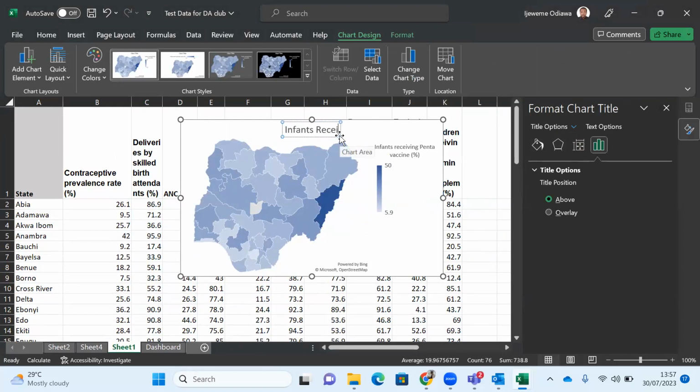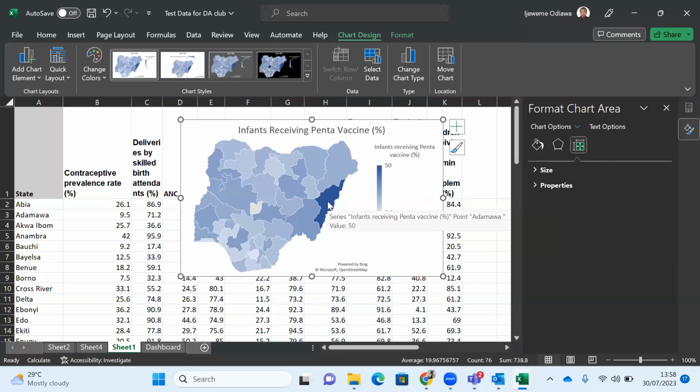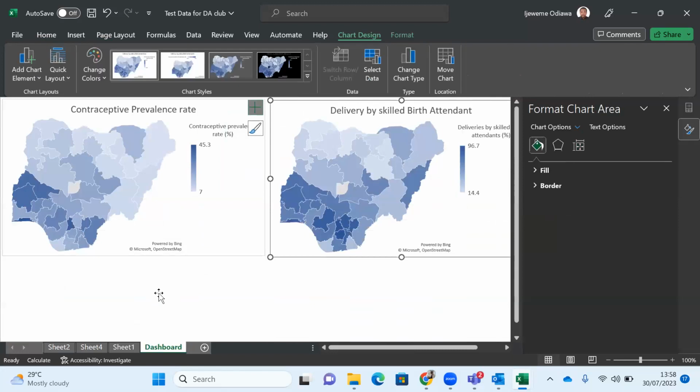Infants receiving Penta vaccine, percentage. Okay, so who is highest? Adamawa is our highest. Where is our Lagos? 8.3. People can argue with this data, but this is the data that we have. So let's copy it and paste it.